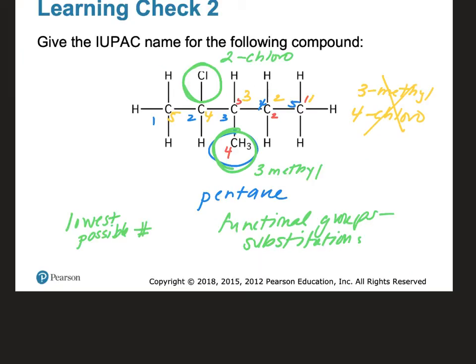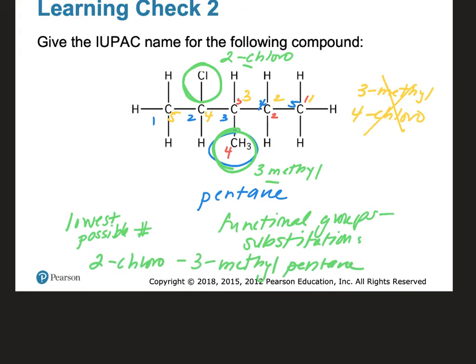Now when we assemble the name, we are going to go in alphabetical order of the substituent. So C will come before M. So the name is going to be 2-chloro, 3-methyl pentane.